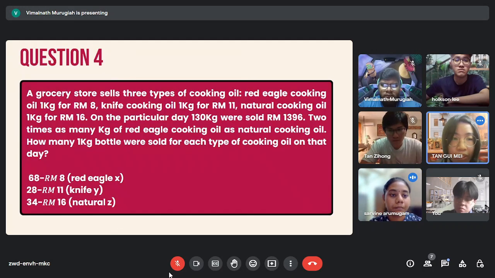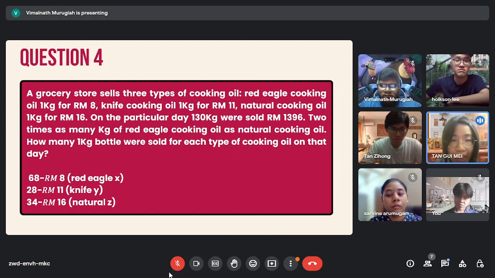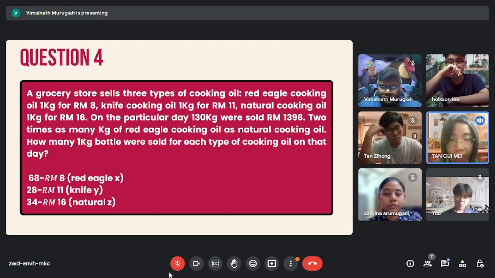The question for number 4 is about a grocery store that sells 3 types of cooking oil: Red Eagle cooking oil 1 kg for 8 ringgit, Knife cooking oil 1 kg for 11 ringgit, Natural cooking oil 1 kg for 16 ringgit. On a particular day, 130 kg was sold for 1,396 ringgit, with 2 times as many kg of Red Eagle cooking oil as natural cooking oil. How many 1 kg bottles were sold for each type of cooking oil on that day? So we move to the solution.